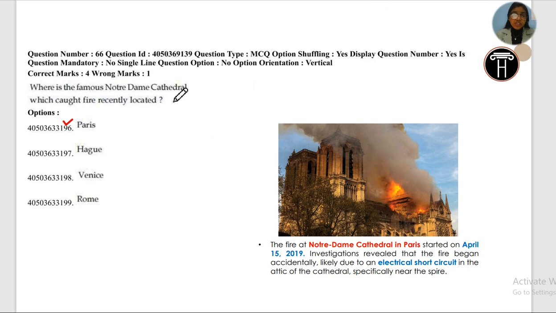Moving to the next question, where is the famous Notre Dame Cathedral, which caught fire recently, located? So the Notre Dame Cathedral is located in Paris. This cathedral caught fire on April 15, 2019, and the reason was an electric short circuit, due to which the cathedral caught fire. It is located in Paris.